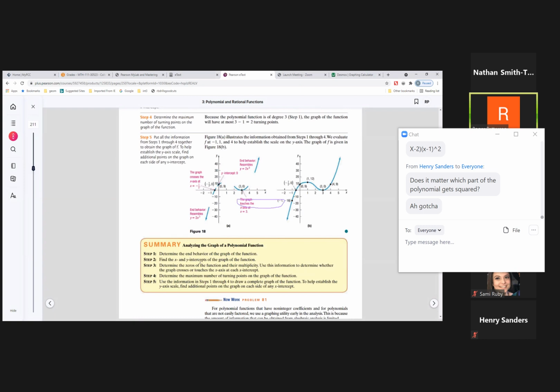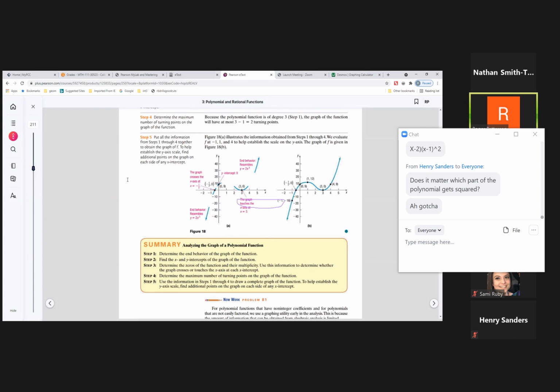Y-intercepts we don't care too much about. Y-intercepts really don't do anything for polynomials. Finding x-intercepts, determine the zeros with the multiplicity. Well, zeros and x-intercepts are the same. Turning points, and just draw a graph. All right, so I'm okay with that, except for y-intercepts. No reason to do that.